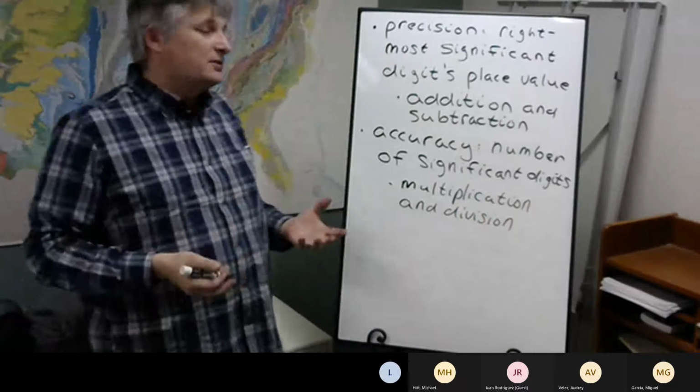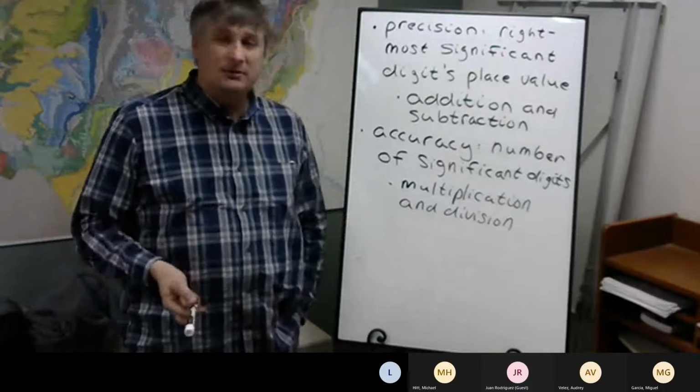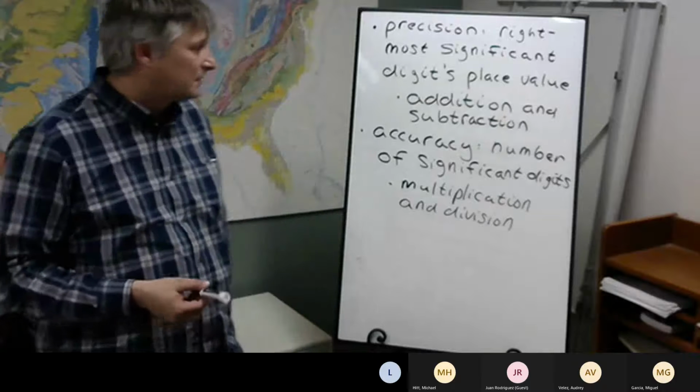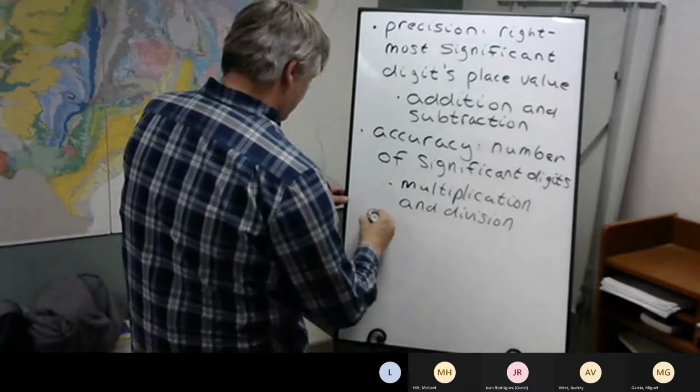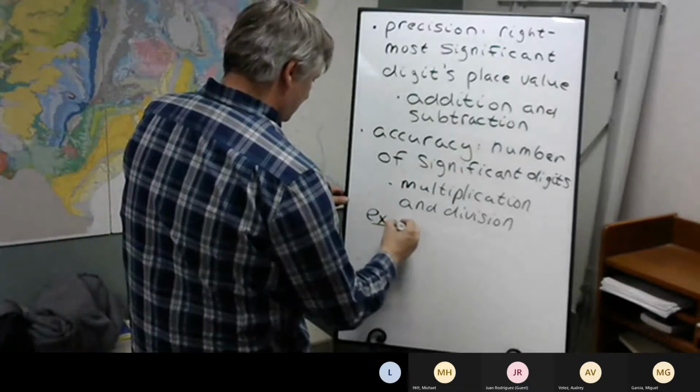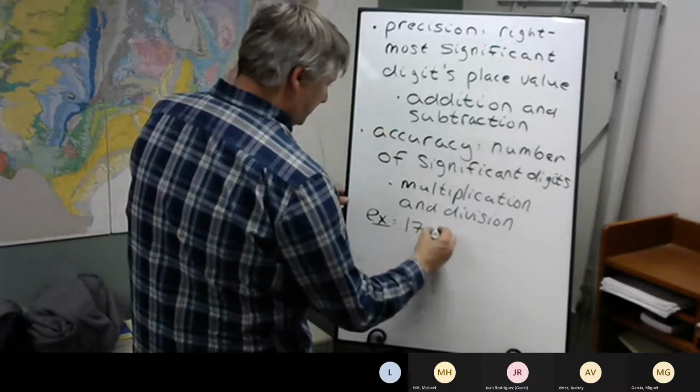So precision is addition and subtraction. Accuracy is multiplication and division. So let's take a look at this. $17.2.